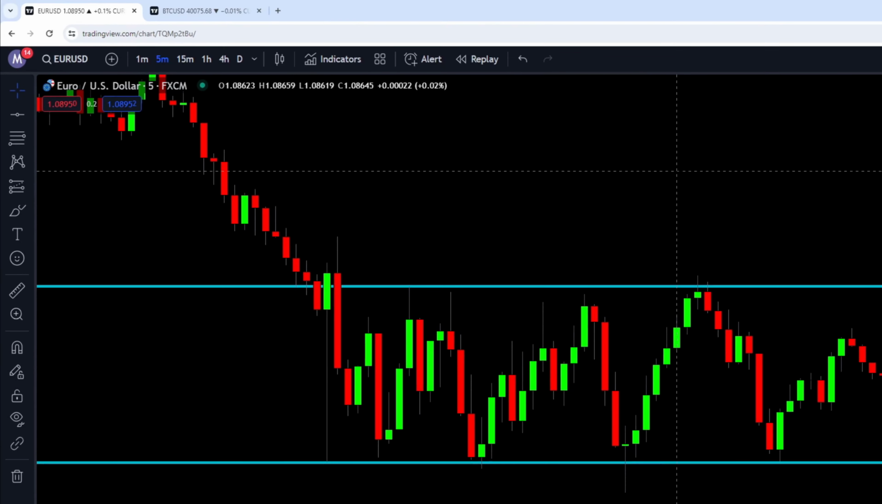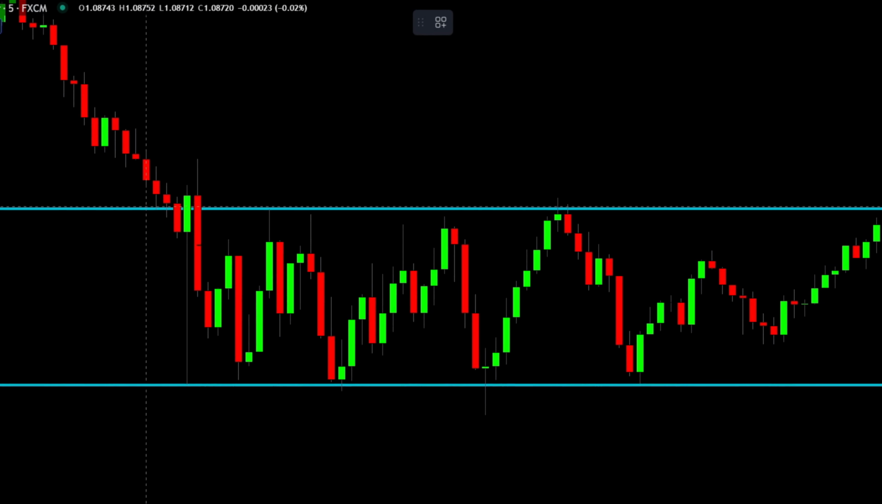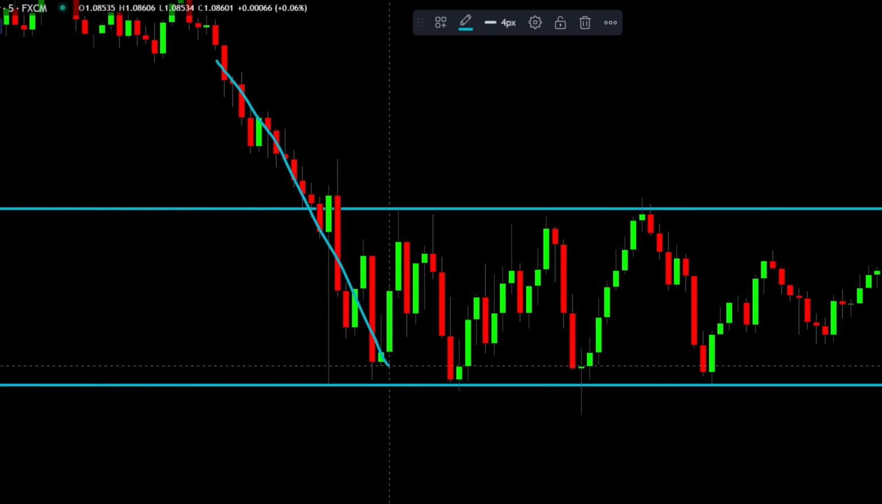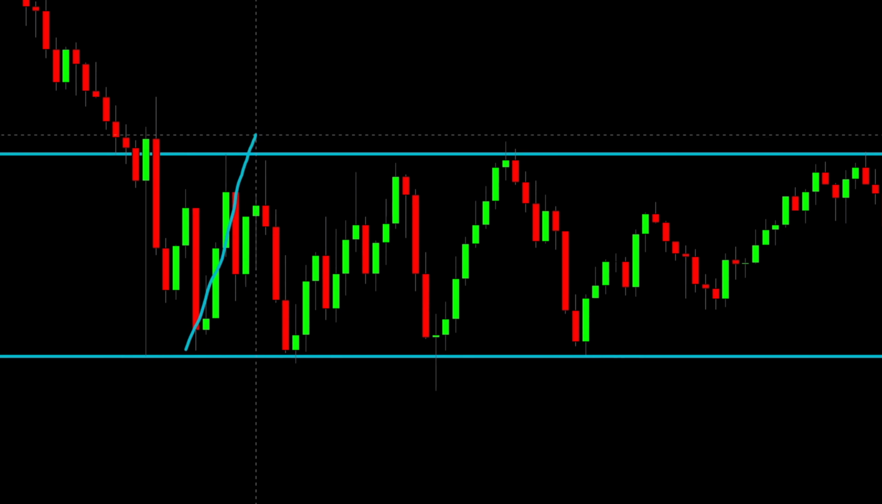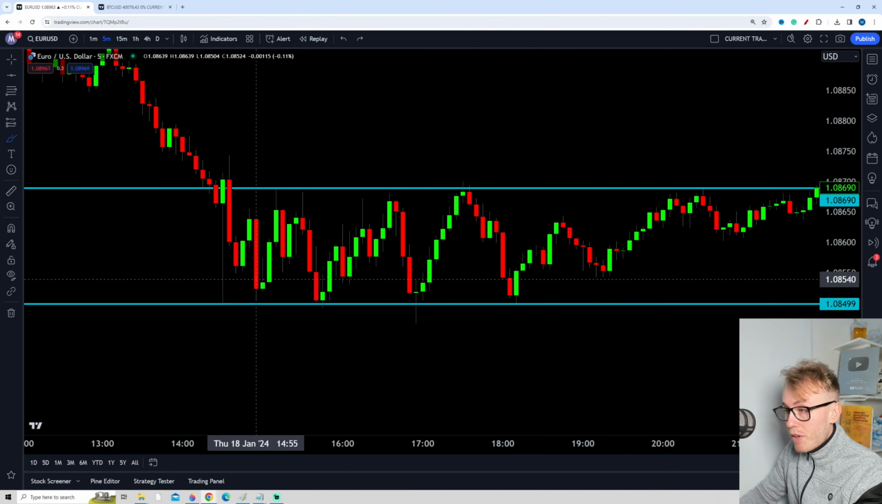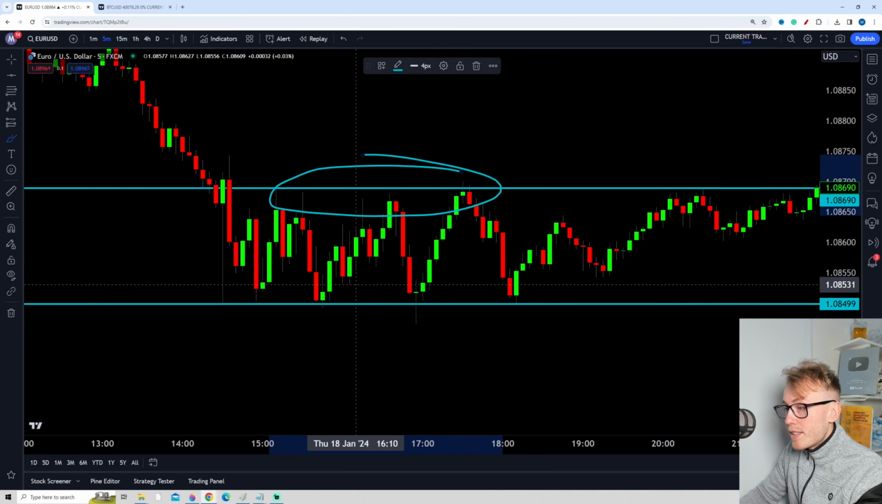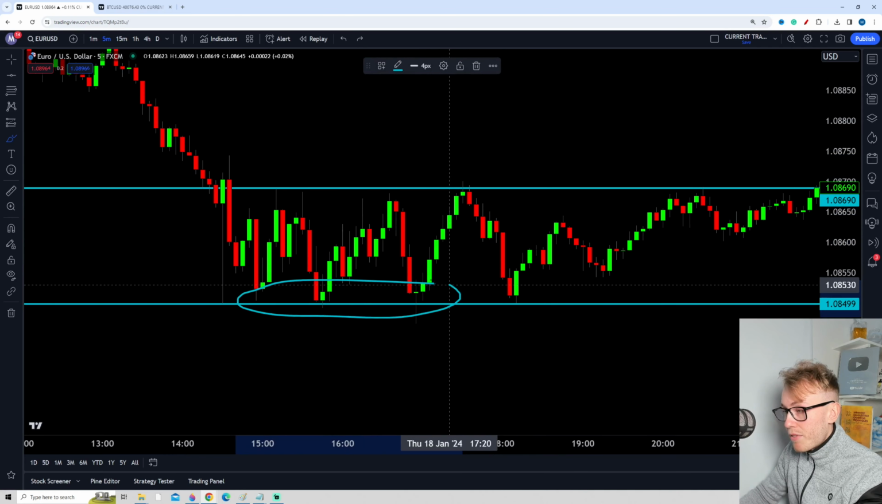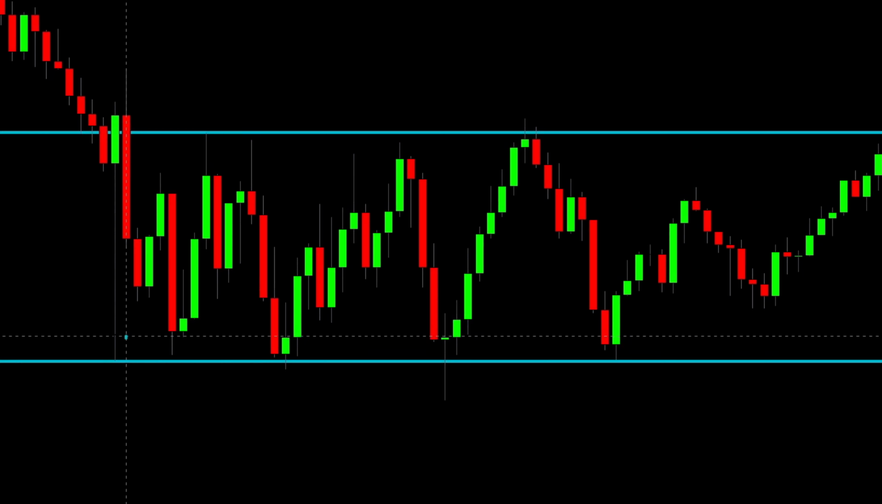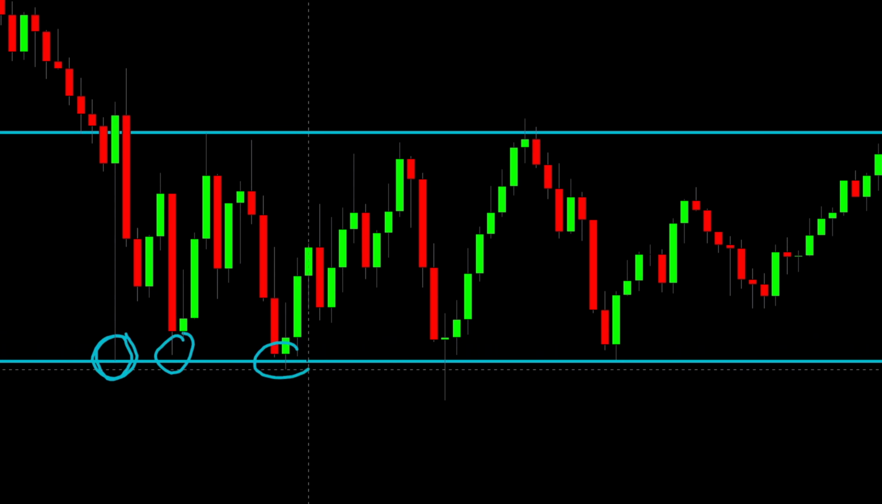So we are currently on the 5-minute time frame on the Euro USD, and here you can see that after the downtrend right here, the market has been range bound. You can see that this is one of these examples when we have a clearly defined trading range right here. We have a clearly defined resistance and we have a clearly defined support. Let's take a look at the support. You can see we touched the support not only 1 time, 2 times, but 3 times right here.